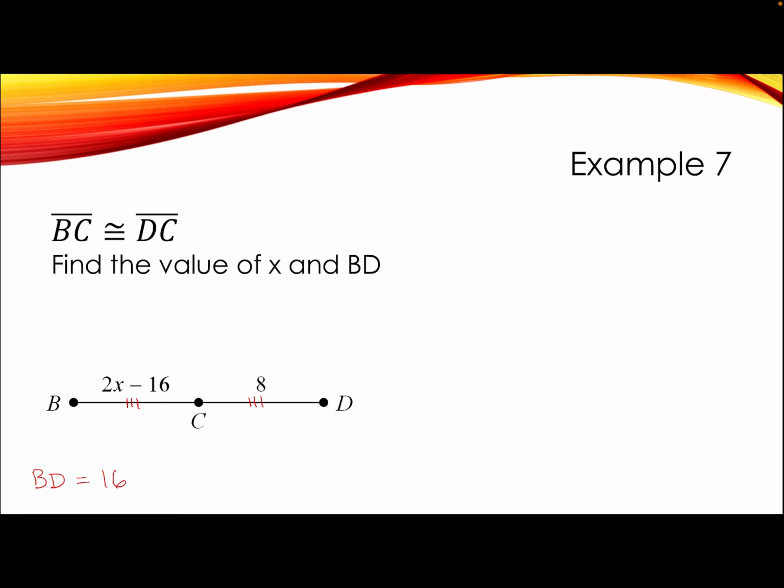But if this actually had an expression, we just solve 2x minus 16 equals 8, and we add 16, so 2x equals 24. We divide by 2, so x equals 12. And if we substitute in 12, 2 times 12 is 24, minus 16 is going to be 8. And so BC is just going to be 8, BD is going to be 8 plus 8, and that gives us 16. All right, so that concludes our lesson for segment addition.